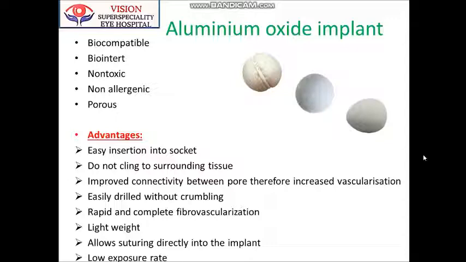This picture shows mesh wrapped, spherical and egg-shaped aluminum oxide implant. Now the easy suture into extraocular muscle is also because of this vinyl mesh wrap which is incorporated into the implant.